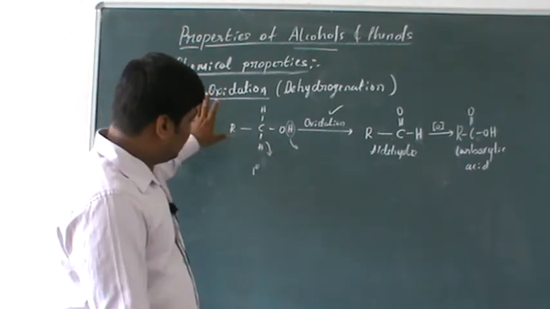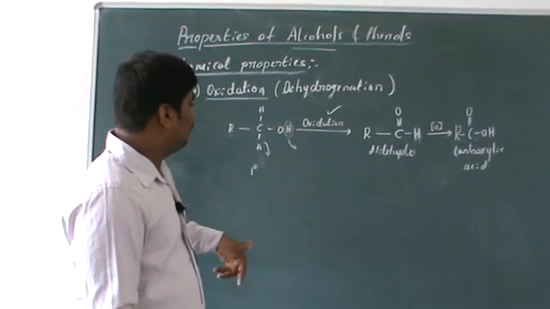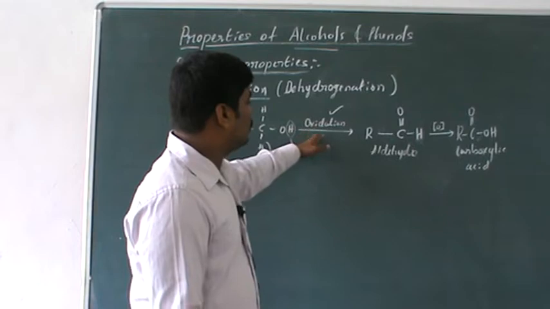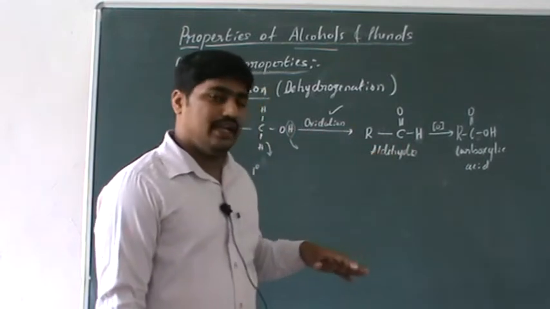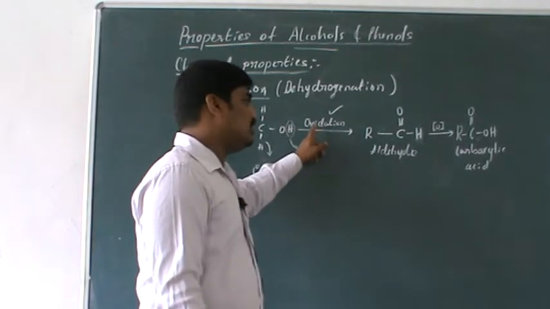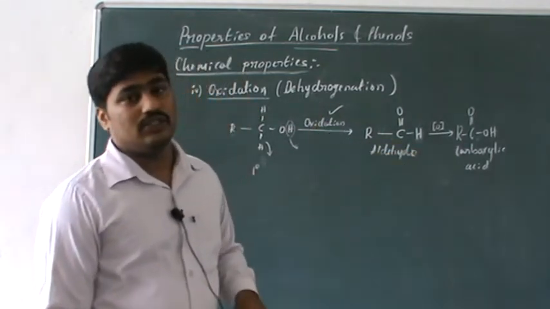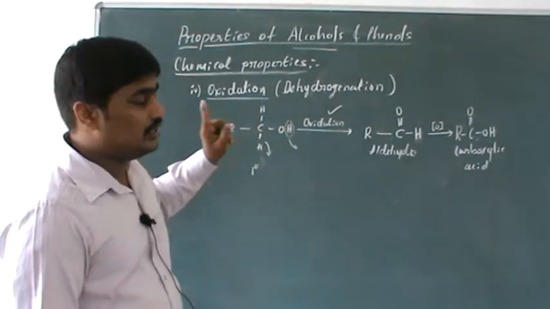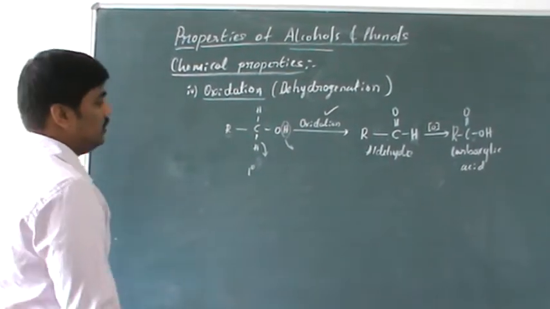Let us now discuss all the things under this video. First, I consider primary alcohol. When primary alcohol is subjected to oxidation, it produces aldehyde. Depending upon the oxidizing agent, it then gives a carboxylic acid. Suppose the oxidizing agent is strong, then it gives a carboxylic acid.